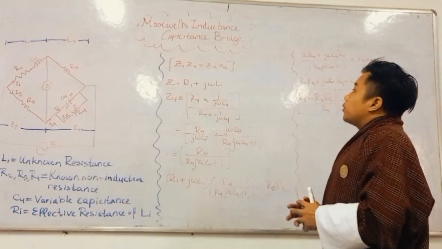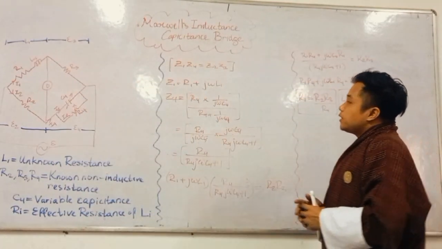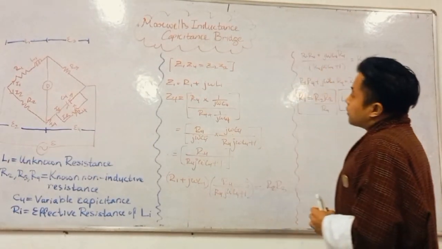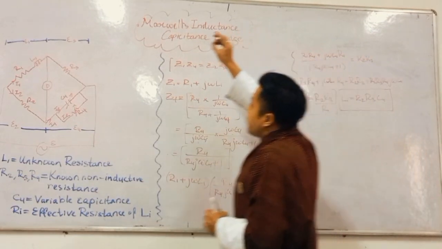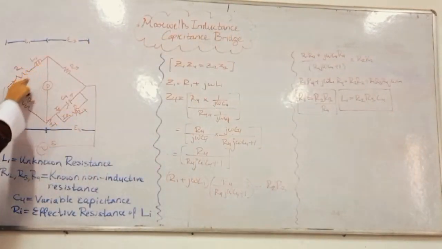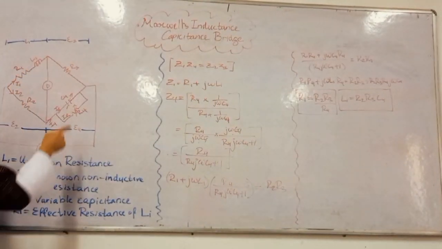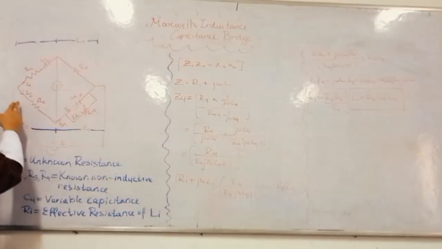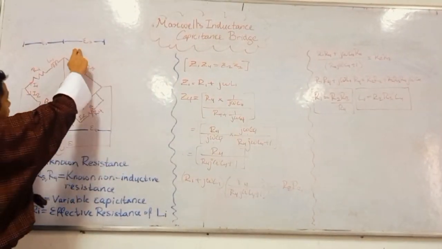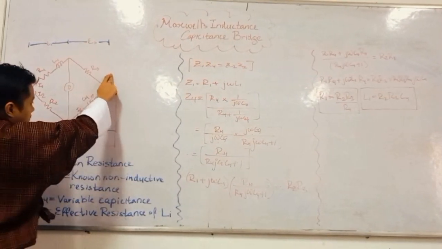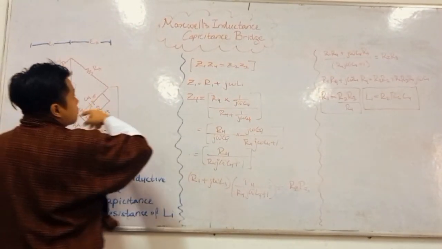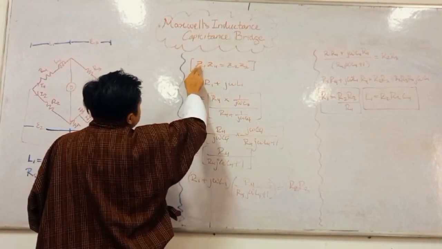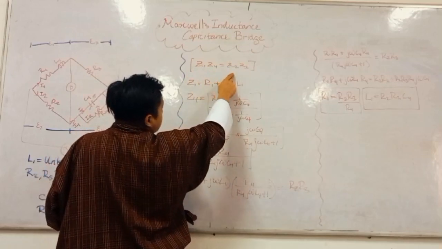So now moving on, there is something called the balance condition. What this condition says is that the effective impedance across this arm multiplied by the effective impedance across this arm is equal to the product of the effective impedances across the other two arms. That condition is represented by this equation right here: Z1 times Z4 is equal to Z2 times Z3.